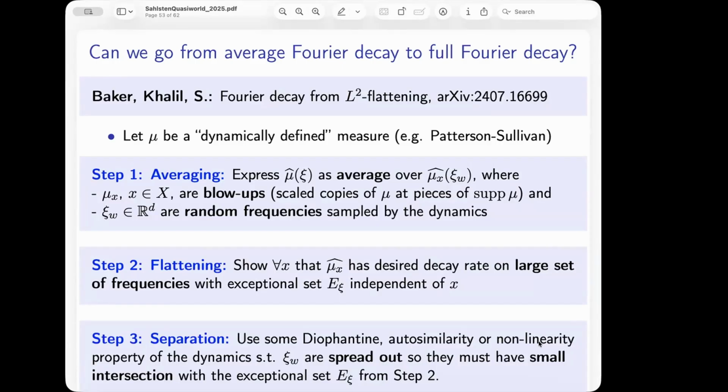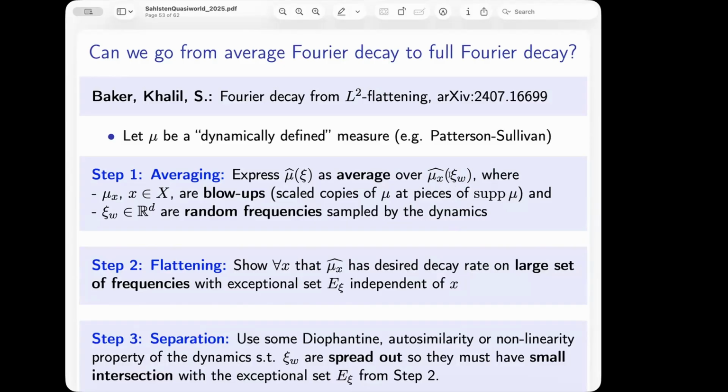First of all, we use the self-similarity or the stationarity of the measure to express the Fourier transform as an average over some other Fourier transforms on some other measures at different random frequencies. Typically, these measures are basically the same as the original measure. If it's self-similar or some kind of very nicely conformal measure, they're almost the same as the original measure, but they have random frequencies.